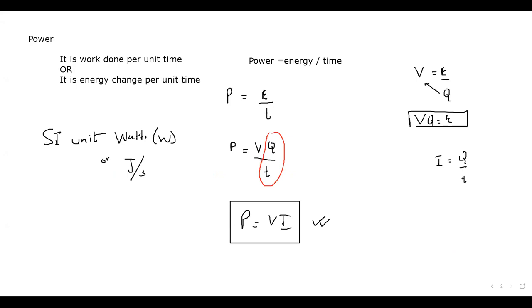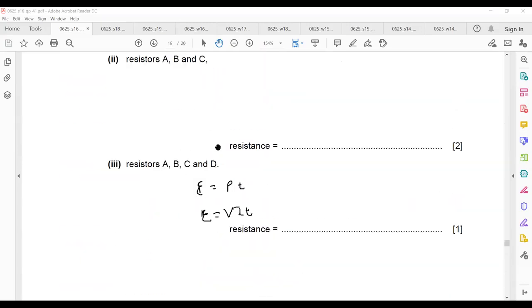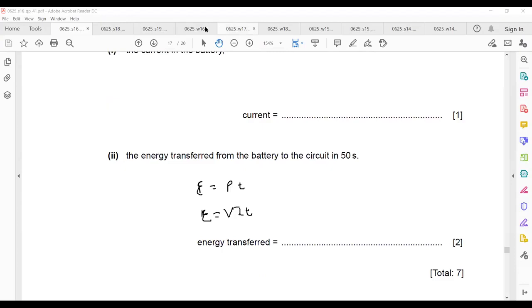So if I need energy here, energy is a product of power and time. And what is power? Power is equal to VI. So I can say energy is equal to VIT, where V is the total voltage, I is the total current, and T is the time. So what is the total voltage of this supply? That is 12. Total current was 1.2 and time should always be in seconds. Total time interval is 50. Multiply all of them, you will get energy in joules. That is equal to 720 joules.